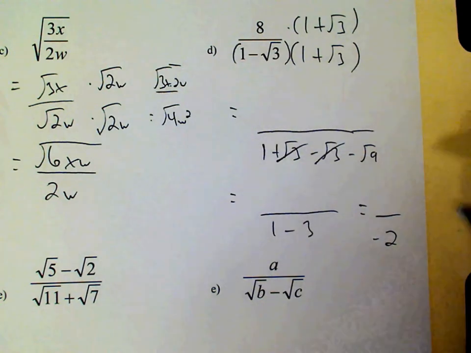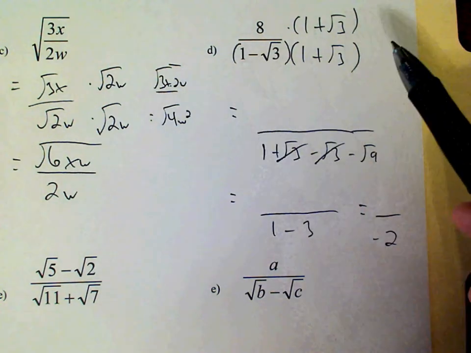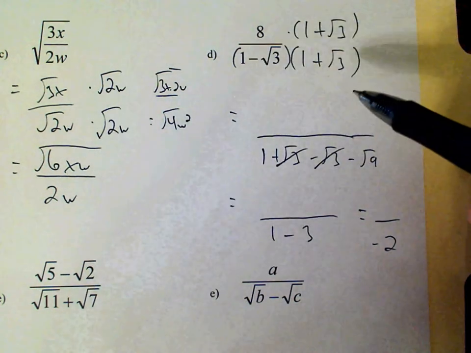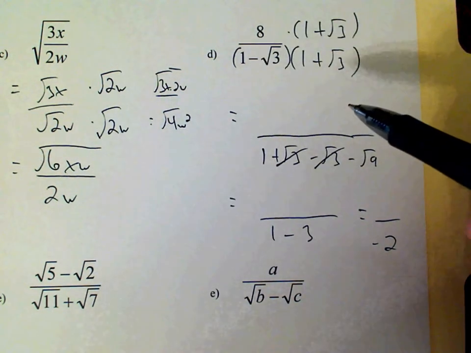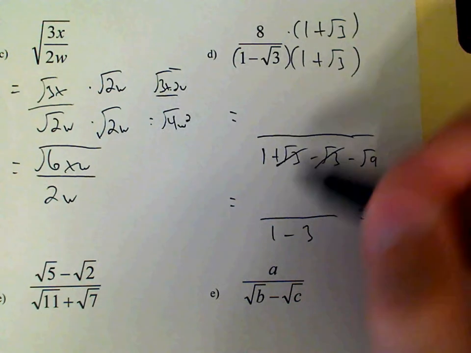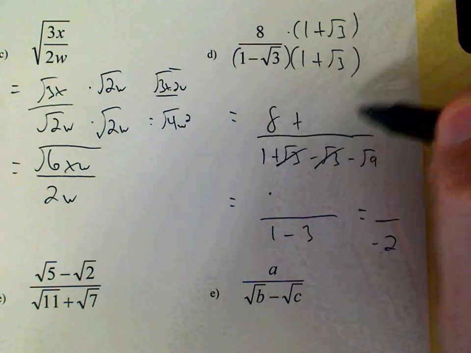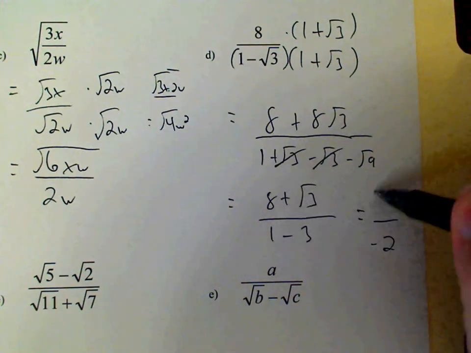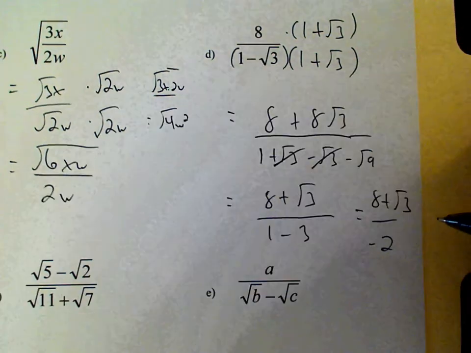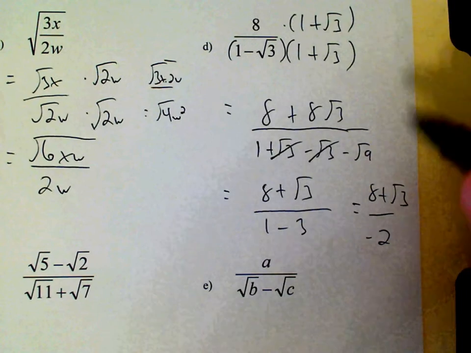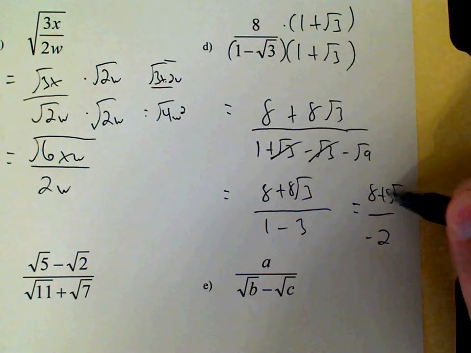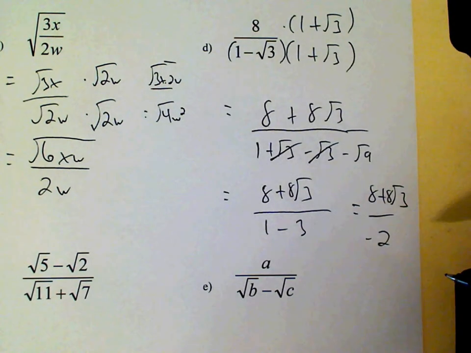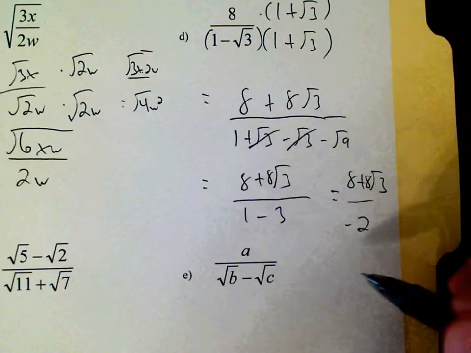Now we're going to take the 8 and go ahead and distribute it. We'll get 8 plus 8 square root of 3. We're going to keep on bringing that down. And I left off my 8s. It's always a bad thing when you leave something off. I don't know if the system will accept that or not. More than likely it won't.